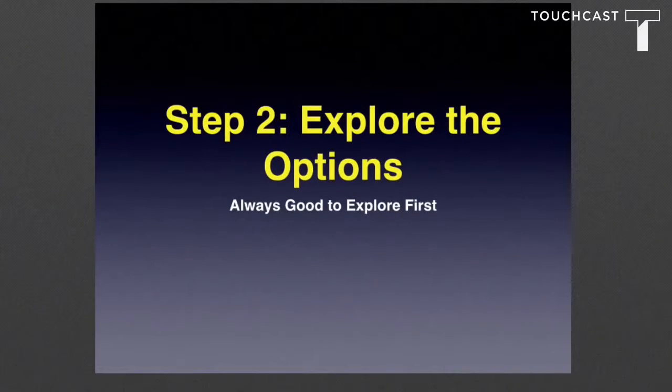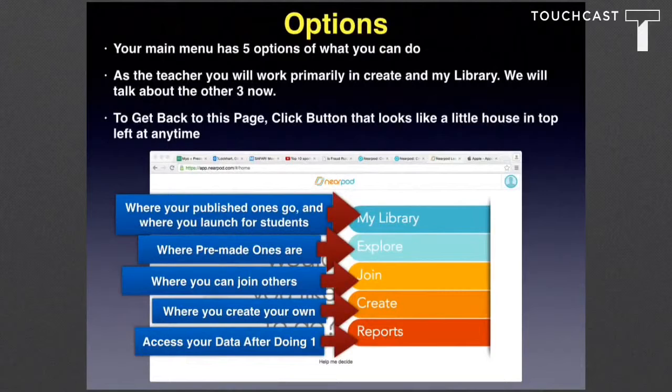So after we log in, let's explore some options. It's always good to do that little bit of exploring first. So the first option, really when you log in, you're going to come to this menu that has 5 menu choices. The first one at the top is called My Library, and this is where your published Nearpods go and where you can launch them for students.